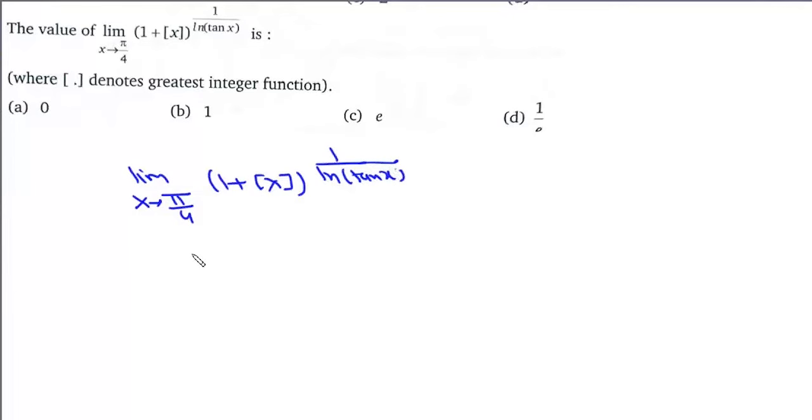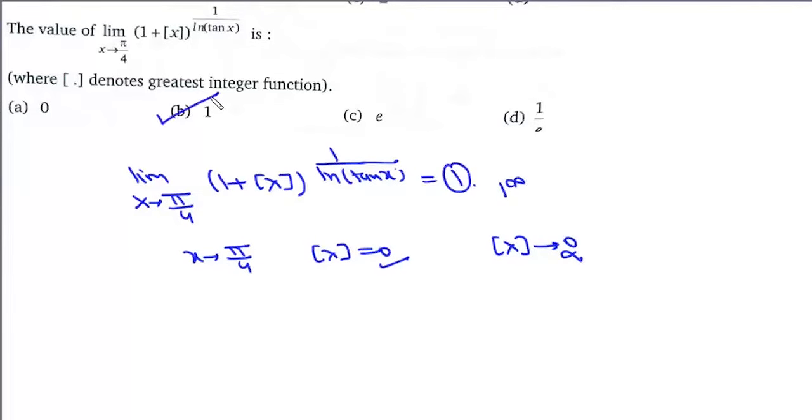Now in this case we must know that when x approaches pi by 4, the greatest integer function of x is 0. This greatest integer function takes an exact value; it cannot take a limiting value. So this form is not of the form 1 to the power infinity. So this limit is just going to be 1, and that's your option B.